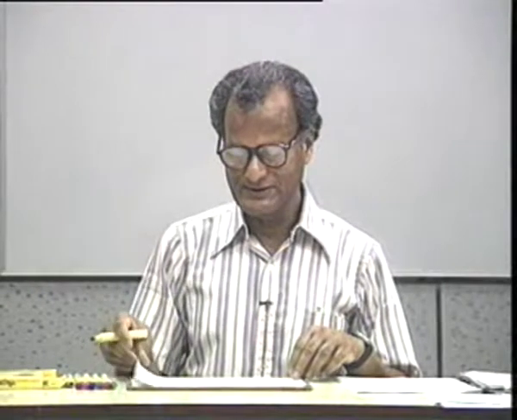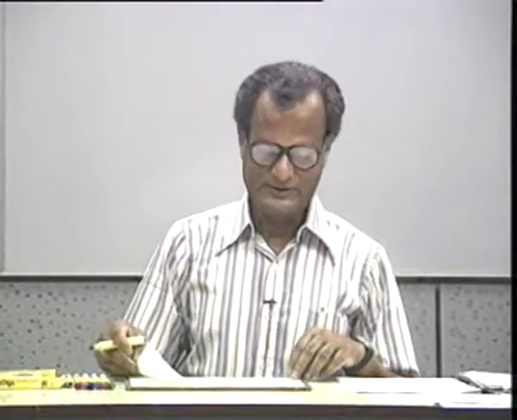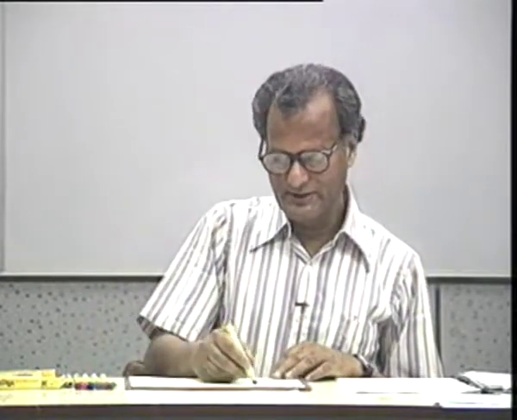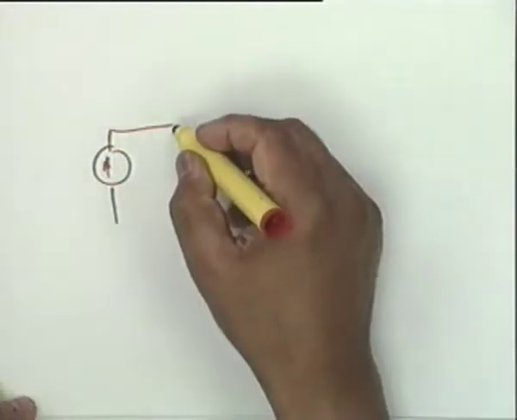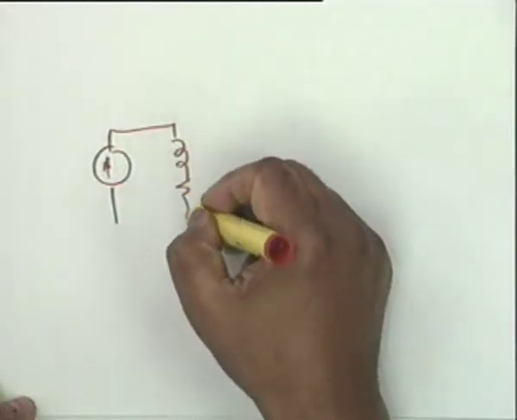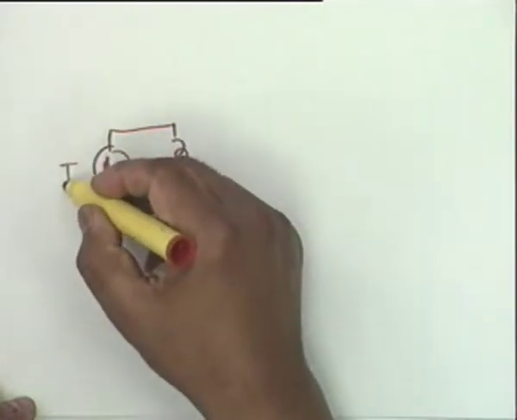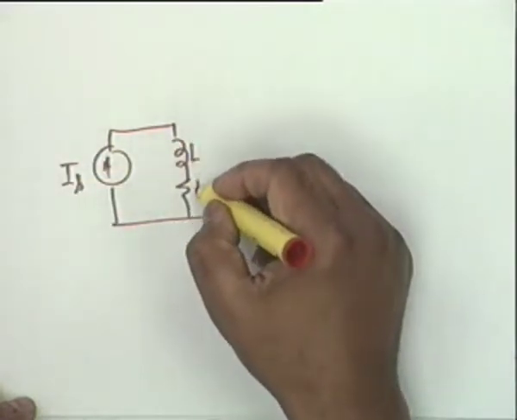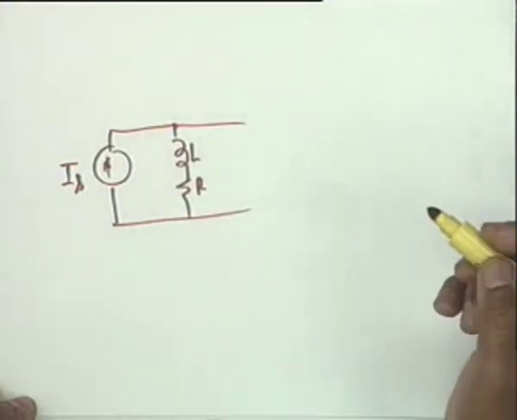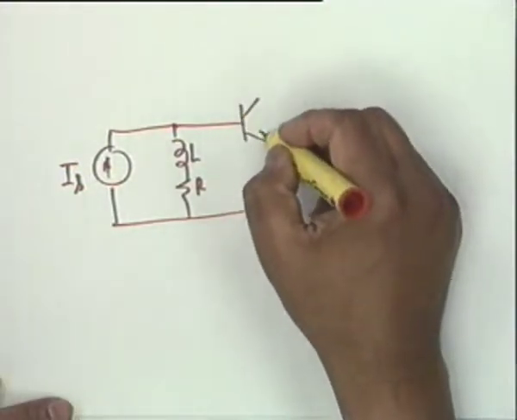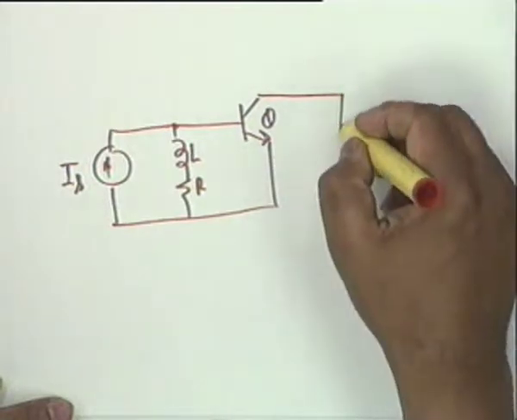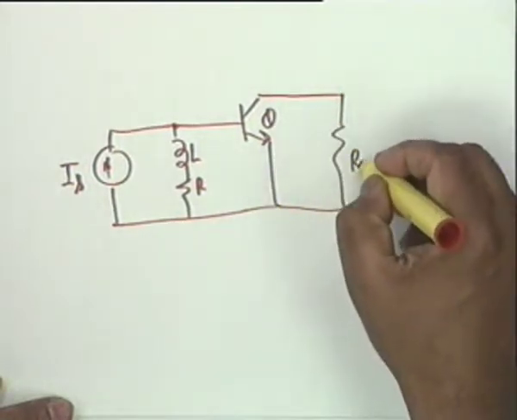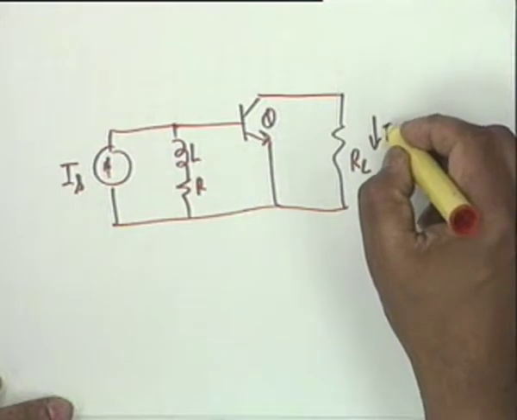We continue our discussion on widebanding by using an inductance. The circuit that we were considering is that of a shunt peaking. We have a current source I sub S, L and R. This goes to the base of a transistor Q, R sub L, and this is I0.